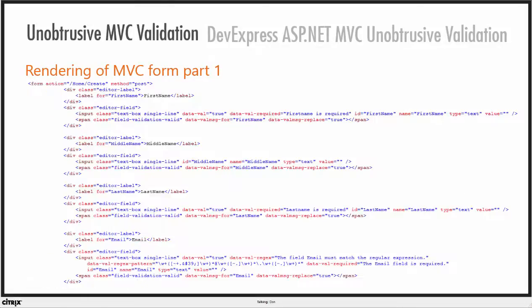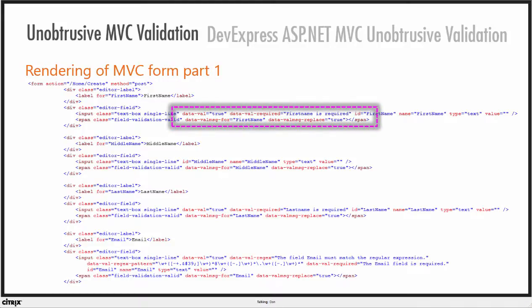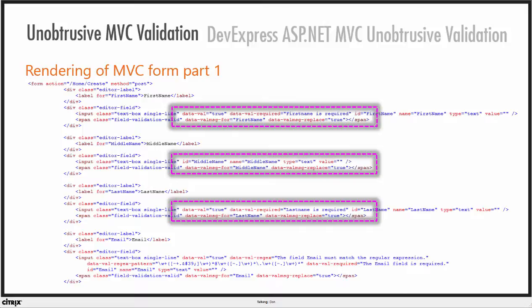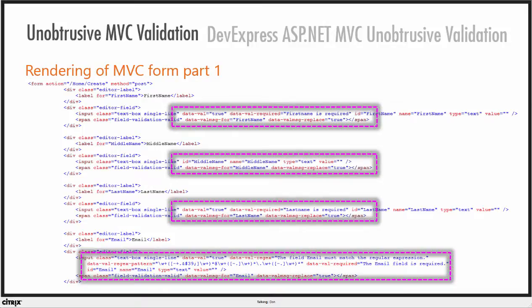What happens there is that we still have the form with all the input elements, but as you can see, there are a couple of HTML5 attributes included in those elements, like the data required, and also in the span class which displays the validation text. Same goes for the middle name, but it doesn't have any validation. Same goes for the last name and the email as well, and it's got a couple of extra attributes. And this is why they call it unobtrusive validation, because we are now not doing any JavaScript anymore.